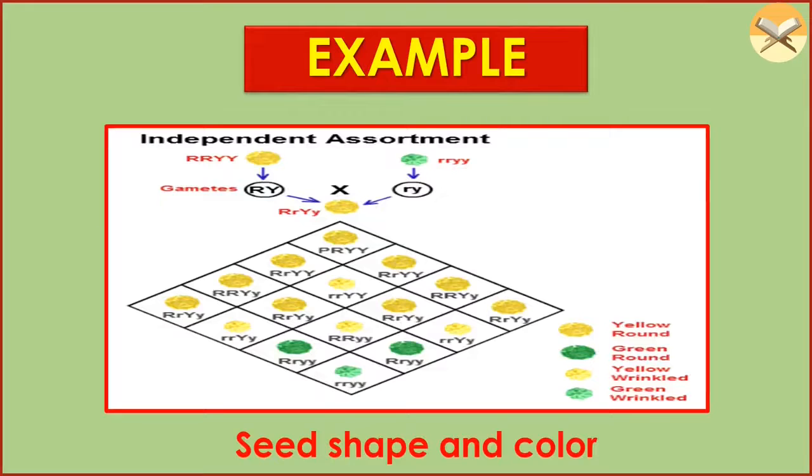As dihybrid crosses are involved in independent assortment of chromosomes, here we will take seed shape and color together and make crosses between them. Here capital R is dominant and is for round shape, while small r is recessive and is for wrinkled shape, while capital Y is dominant and is for yellow color, whereas small y is recessive and is for green color.